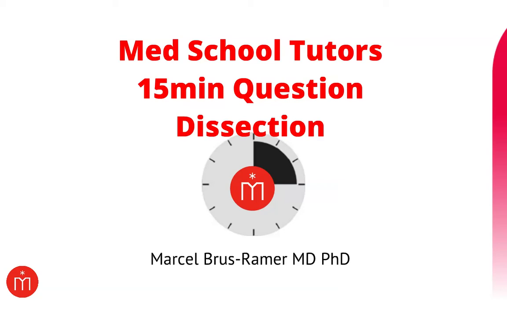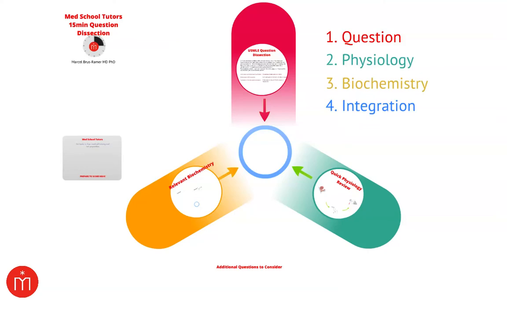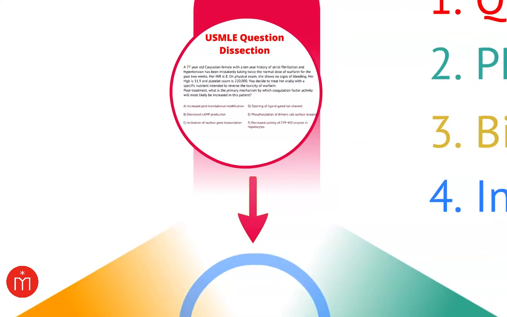Okay, so let's get into our 15-minute question dissection without any further delay. So, in today's question dissection, we're going to go over the question and then look at the answer choices. And we're going to talk about some of the relevant physiology. Then we're going to move on and talk about some of the relevant biochemistry for this question. And finally, we're going to try to integrate that information so that we can come to an answer. So let's get to the question first.